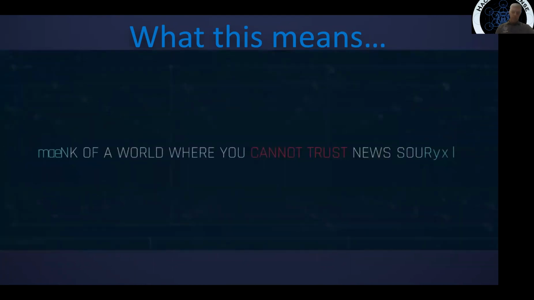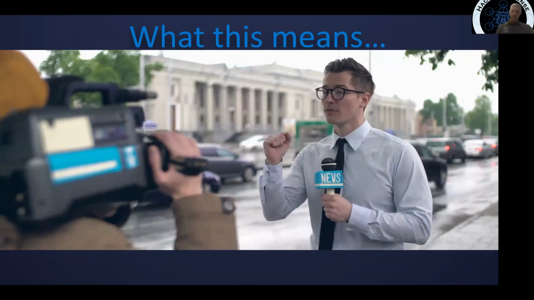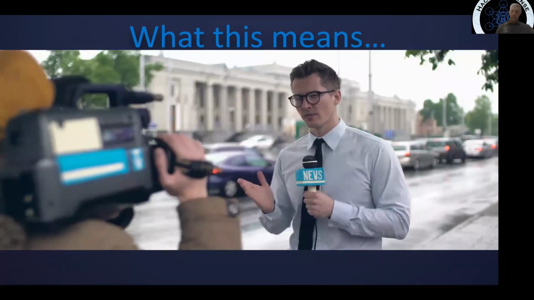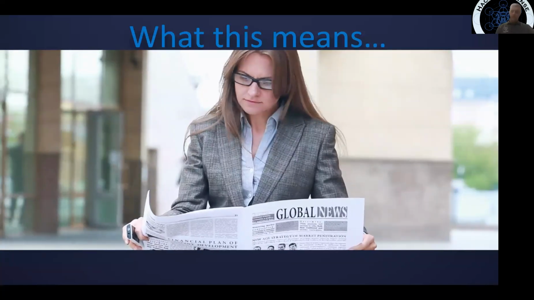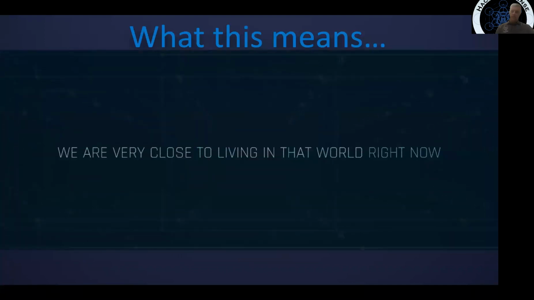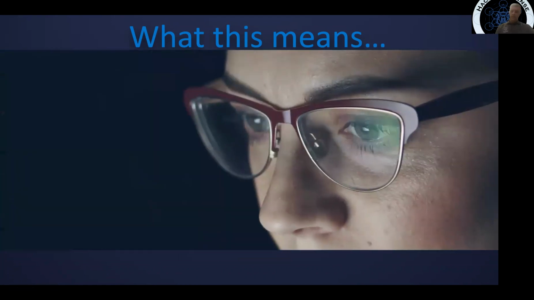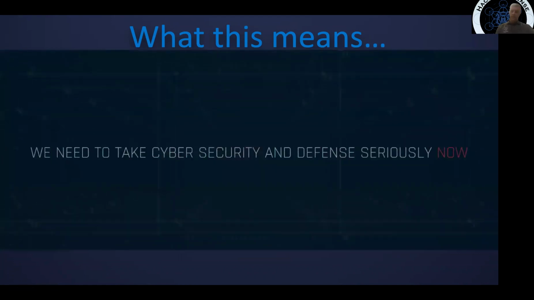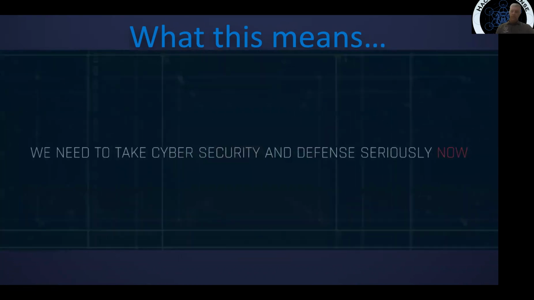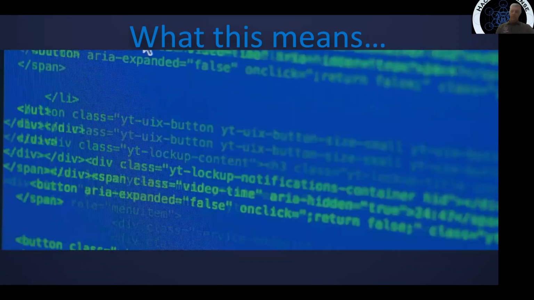Think of a world where you cannot trust any major news source or any type of online media in any way, shape, or form. Think about what that society is like, not trusting what you see, hear, or can view. We are very close to living in that world right now. What can we do about it? We need to take cybersecurity and defense seriously now before it's too late.